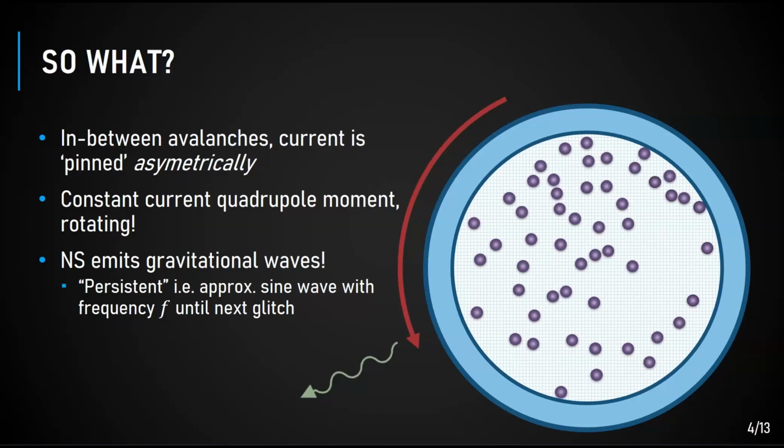This means that the star has current in the frame that's rotating with the star, and because the star is rotating, you've got a current moment that's rotating. And we also figured out that this is going to emit gravitational waves, right? And this kind of signal is going to be basically constant until the next glitch. So it's going to be basically a sine wave with the frequency of the rotation of the star until it glitches, and then it changes to a different sine wave phase and frequency. And then it glitches and it does it again.